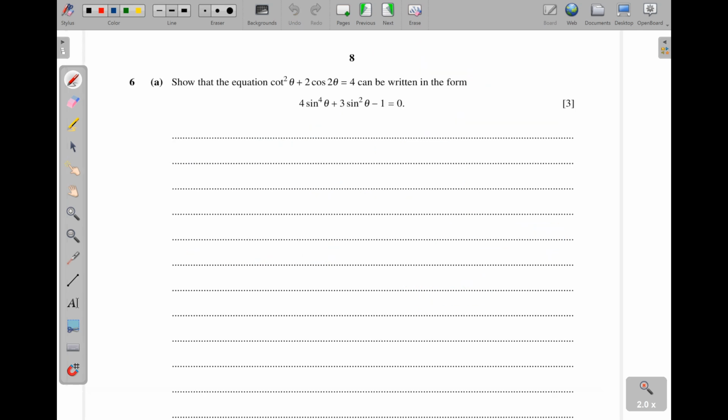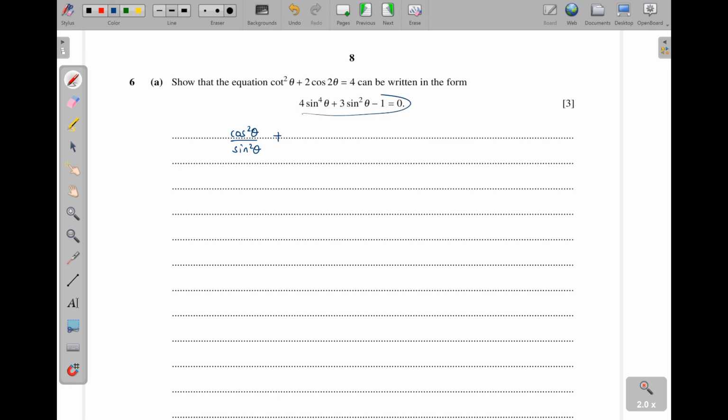That is that. Question 6 part A: show that the equation cot squared theta plus 2 cos 2 theta is equal to 4 can be written in this format here. Now we apply the identities. Cot is the same as cos over sine, because cot of theta is equal to 1 over tan of theta, and tan is sine over cosine. That means this one is going to somersault, and we shall get cos theta over sine theta. So we are going to have cos squared theta divided by sine squared theta, because it is cot squared.